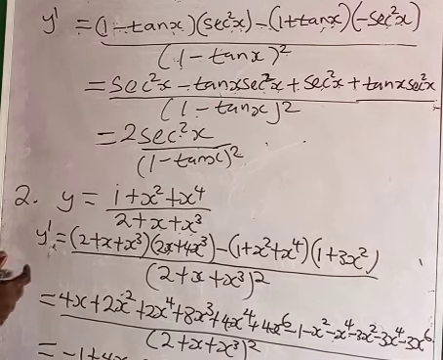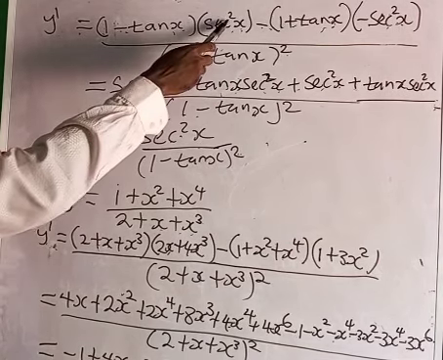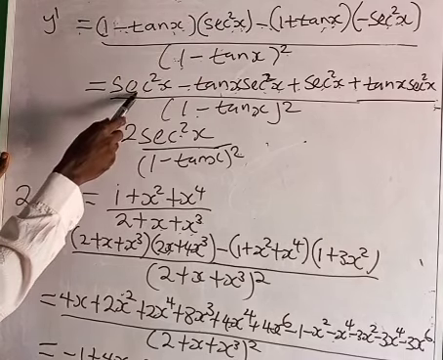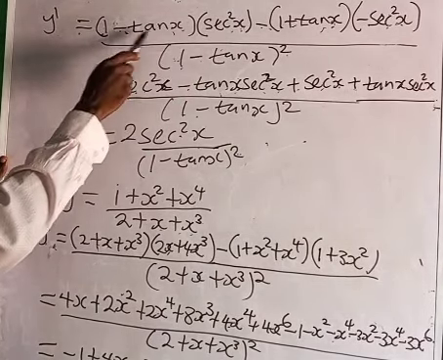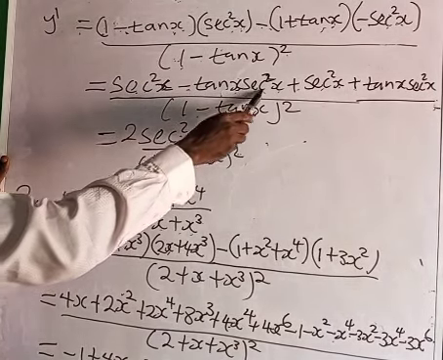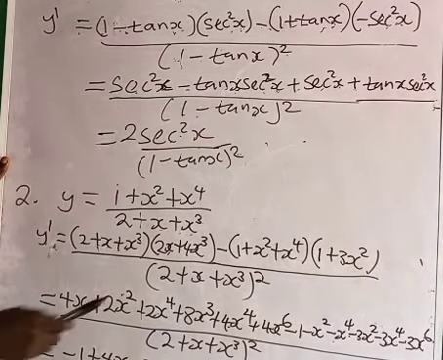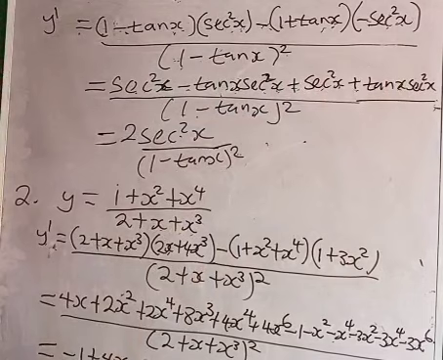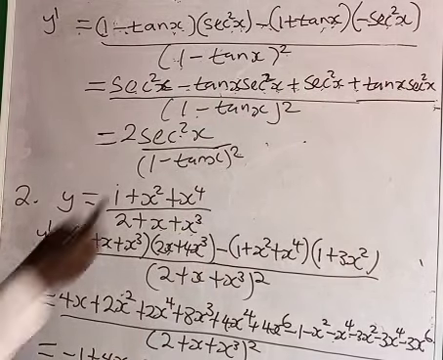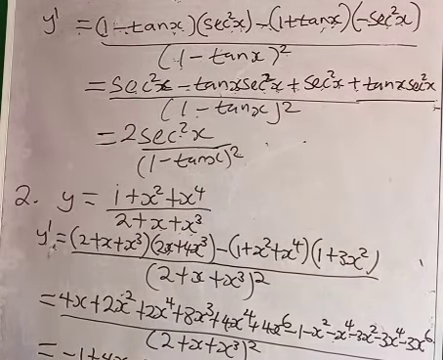Further simplification gives, of course, sec square x times 1. The result is here, sec square x. Sec square x times minus tan x will give us minus tan x sec square x. The second part of the bracket, minus 1 times minus sec square x, will give us plus sec square x. And of course, minus tan x times minus sec square x will give us plus tan x sec square x, all over 1 minus tan x all squared.